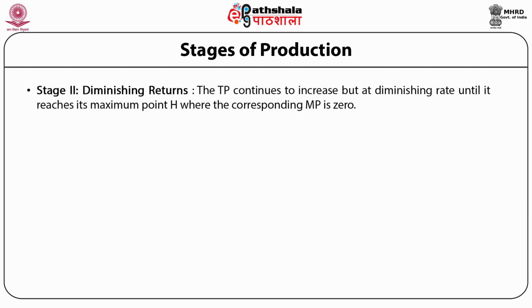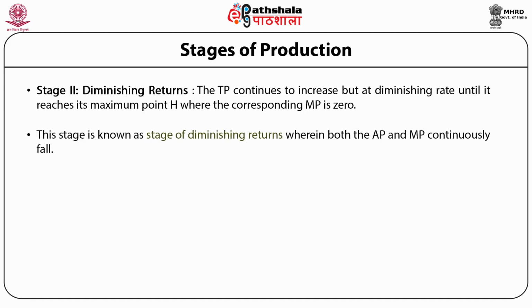Stage 2, diminishing returns. In stage 2, the TP continues to increase but at a diminishing rate until it reaches its maximum point H, where the corresponding MP is 0. This stage is known as the stage of diminishing returns, wherein both the AP and MP continuously fall.